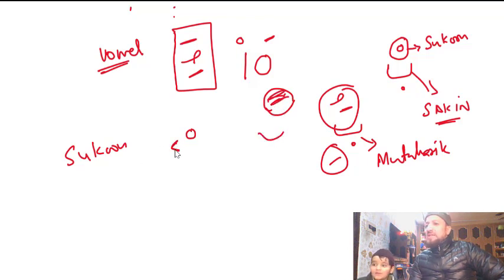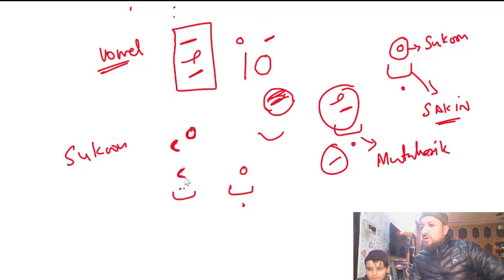So it's like this. It's called a sukoon. If it is a small circle on a letter, this is a ba and there is a sukoon on it. There could be, for example, ta, and there is one like this. It's also sukoon. That means you have to stop there. It gives a sound like b, t.